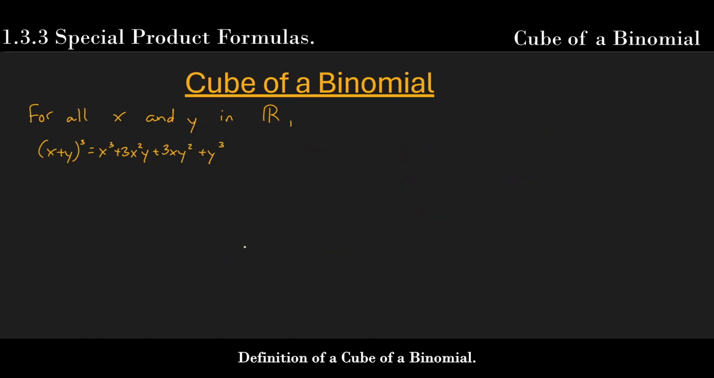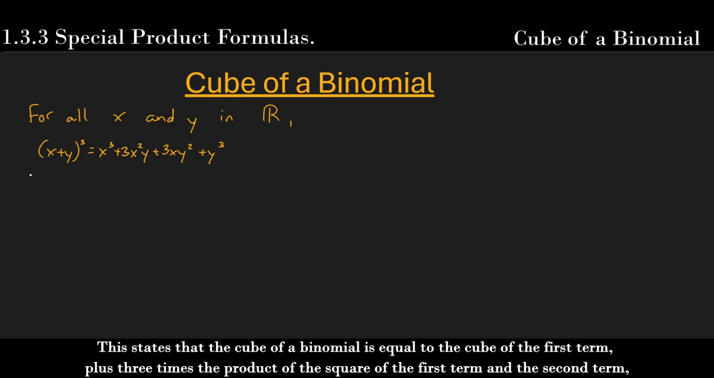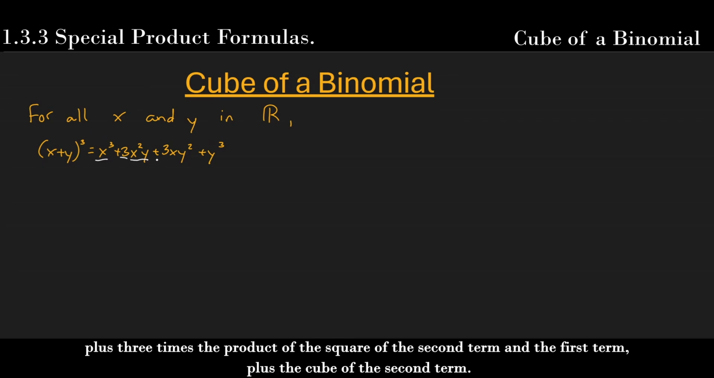Definition of a cube of a binomial. For all x and y in R, we have (x + y)^3 is equal to x³ + 3x²y + 3xy² + y³. This states that the cube of a binomial is equal to the cube of the first term, plus 3 times the product of the square of the first term and the second term, plus 3 times the product of the first term and the square of the second term, plus the cube of the second term.